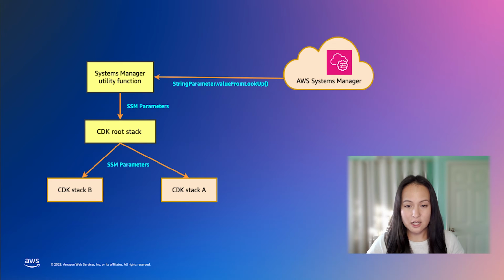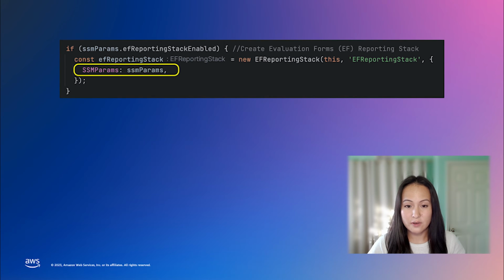From the CDK stack, the code calls a Systems Manager utility function. This function will load all of the parameters from AWS Systems Manager. It then assigns the parameters to a variable, SSM parameters, in the code. Then the SSM parameters variable can be passed down to the other CDK stacks defined in the root stack. You can pass custom parameters into a CDK stack, which will become properties in the construct you create. At this point, the configured parameters are readily available in the CDK application.